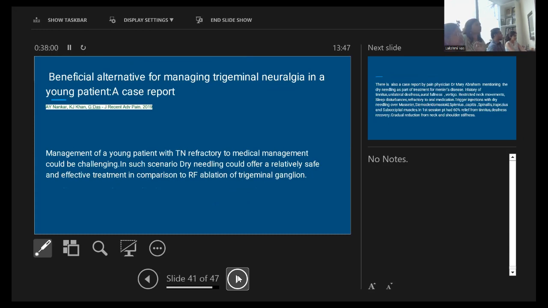The second paper is from India only. I took it because I found it very interesting. So there is a case report, alternative treatment for trigeminal neuralgia in a young patient. The management of a young patient with trigeminal neuralgia refractory to medical management could be challenging. In such a scenario, dry needling could offer a relatively safe and effective treatment in comparison to RFR.